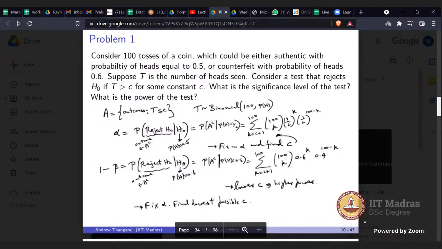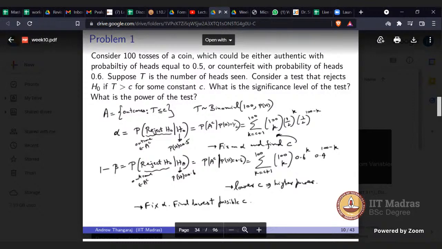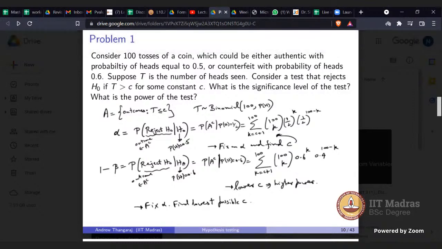So this is alpha. Alpha is the probability of rejecting H naught given H naught is true. So what is H naught? H naught is probability of head equals 0.5, that is, probability of head equals 1 by 2. Now T is given to be the number of heads seen. For each toss of a coin you get either head or tail, and you have 100 such tosses. So T will be your binomial random variable, correct? So T is binomial 100, comma probability of head.